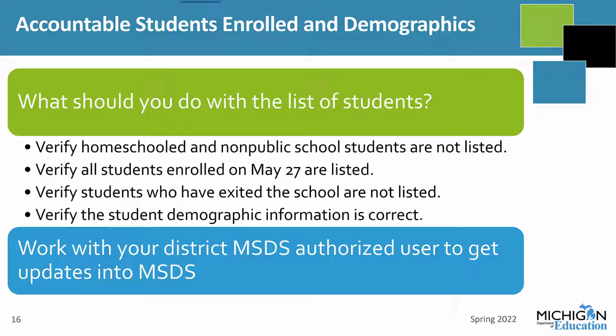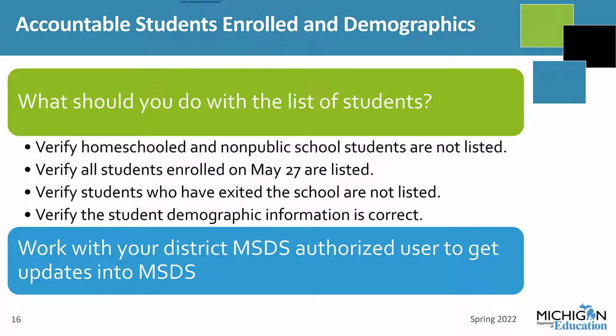What should you do with this list of students and demographics? Well, you start by verifying that homeschooled students and non-public school students are not included on the list of enrolled students. You also need to verify that students who are currently enrolled are listed. Make sure to continue to verify the student enrollment through the deadline, but it's only going to include students who are enrolled in MSDS as of May 27th. Verify that students who have exited the school are not listed, and finally, verify student demographic information is correct.